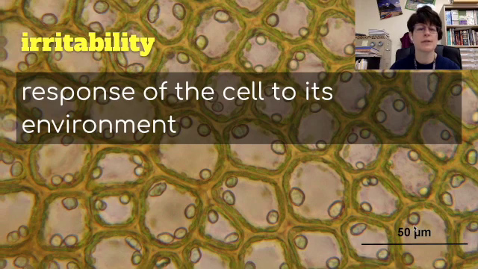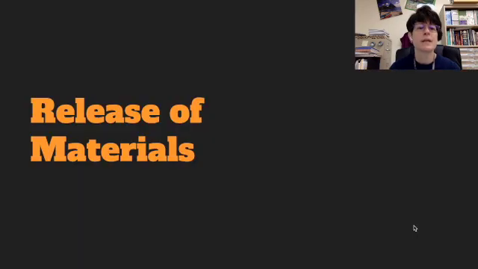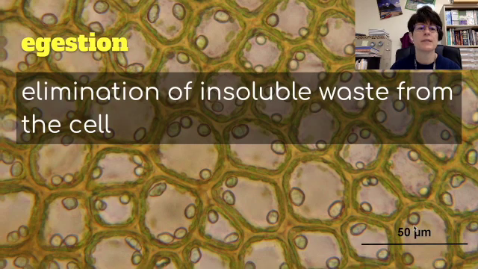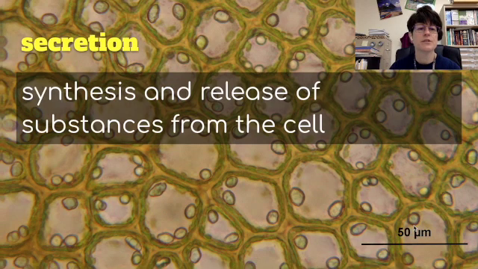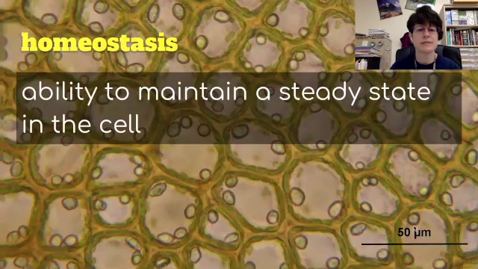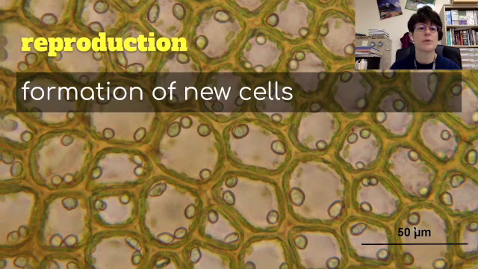Now, some of these terms you might see are familiar because we've talked about them. They're the characteristics of living things. There's also the release of materials from cells. There's excretion, the removal of soluble waste from the cell. Egestion, the elimination of insoluble waste from the cell. Secretion, the synthesis and release of substances from the cell. And then there's continuation of existence. There's homeostasis, the ability to maintain a steady state in the cell, and reproduction, the formation of new cells. So those are many of the processes and functions of cells.